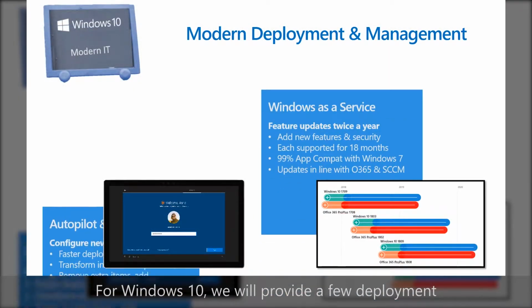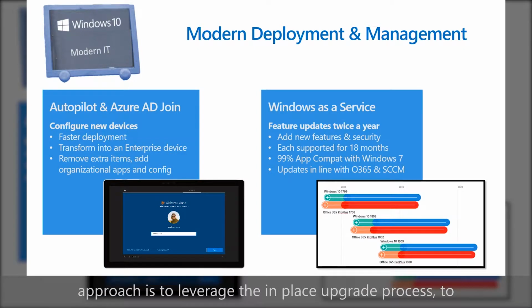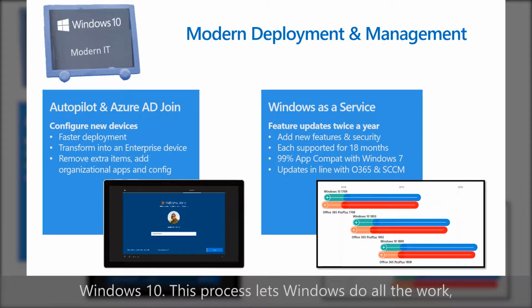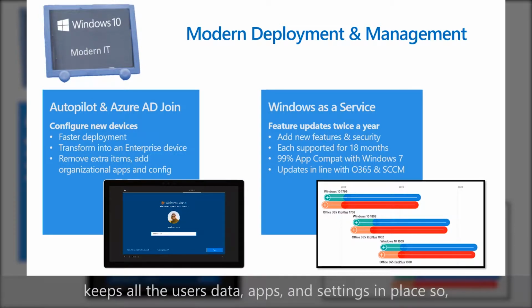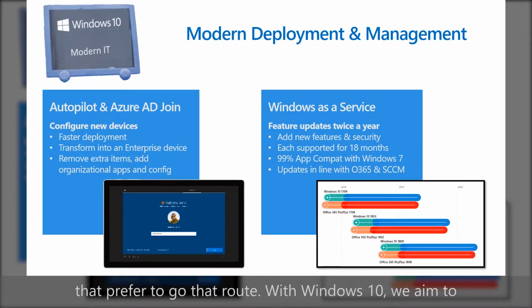For Windows 10, we will provide a few deployment choices. For existing computers, we believe the easiest approach is to leverage the in-place upgrade process to move from Windows 7 or Windows 8.1 directly to Windows 10. This process lets Windows do all the work, leveraging existing software distribution or patch deployment capabilities to initiate and monitor the upgrade process. Importantly, this in-place upgrade keeps all a user's data, apps and settings in place, so it's much easier to do and leaves the user with an instantly familiar environment. We will still fully support the traditional wipe and load process too for customers that prefer to go that route.